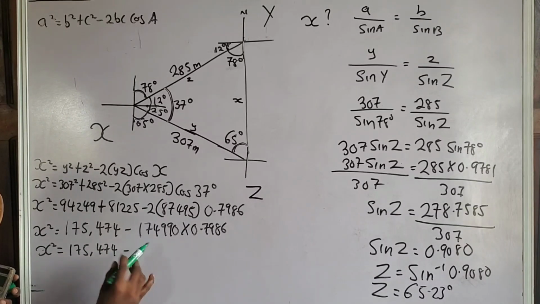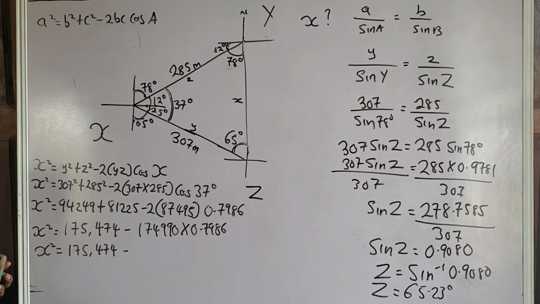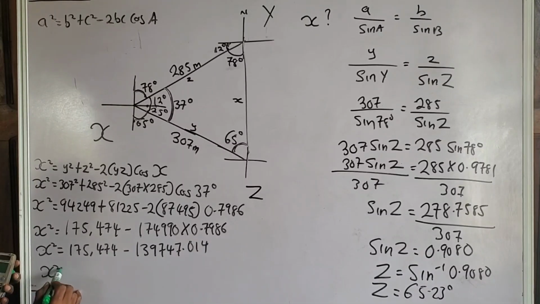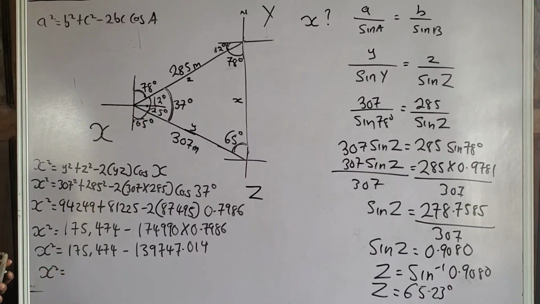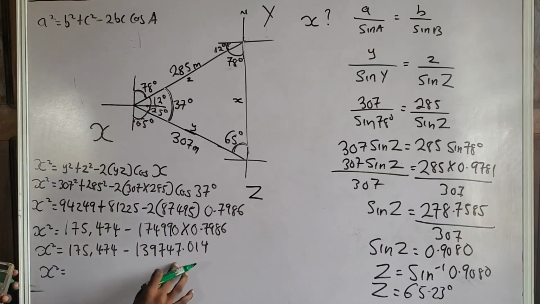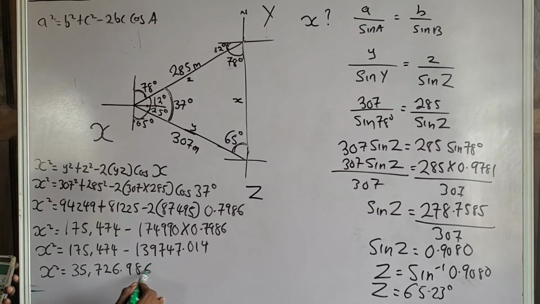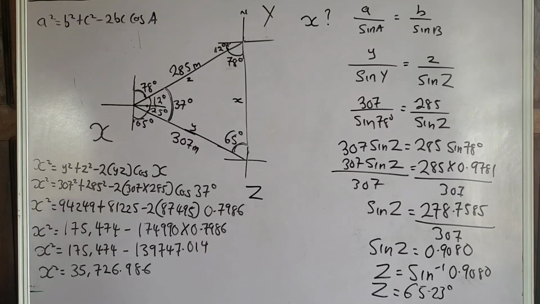So x squared is equals to 175,474 minus 174,990 times 0.7986. That is 139,747.014. So x squared is equals to 175,474 minus 139,747.014. That is 35,726.986. To get the value of x, you have to take the square root of both sides.